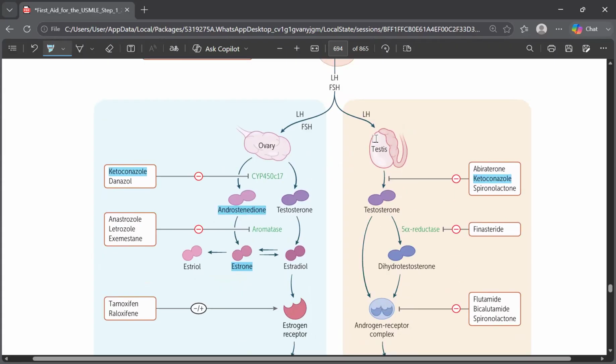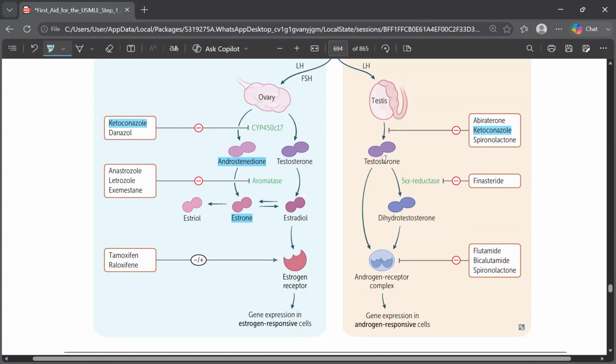Next, we have the testes. The testes produce testosterone under the influence of luteinizing hormone, and abiraterone, ketoconazole, and spironolactone inhibit this step. Ketoconazole also inhibits this step of ovarian production of androstenedione and testosterone production of testes. Then we have testosterone get converted into dihydrotestosterone in the presence of 5-alpha reductase, or it gets directly attached to androgen receptor complex. The dihydrotestosterone is produced under the influence of 5-alpha reductase, and this is inhibited by finasteride, which is a very important drug again.